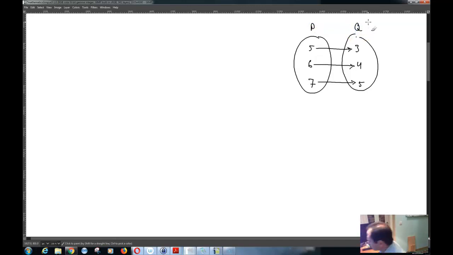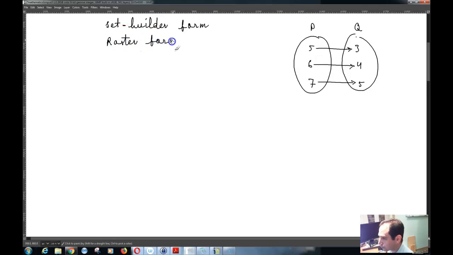Now, this basically shows a relationship between the sets P and Q. You want to write this relation in set builder form and in roster form. And what is its domain and range, basically?